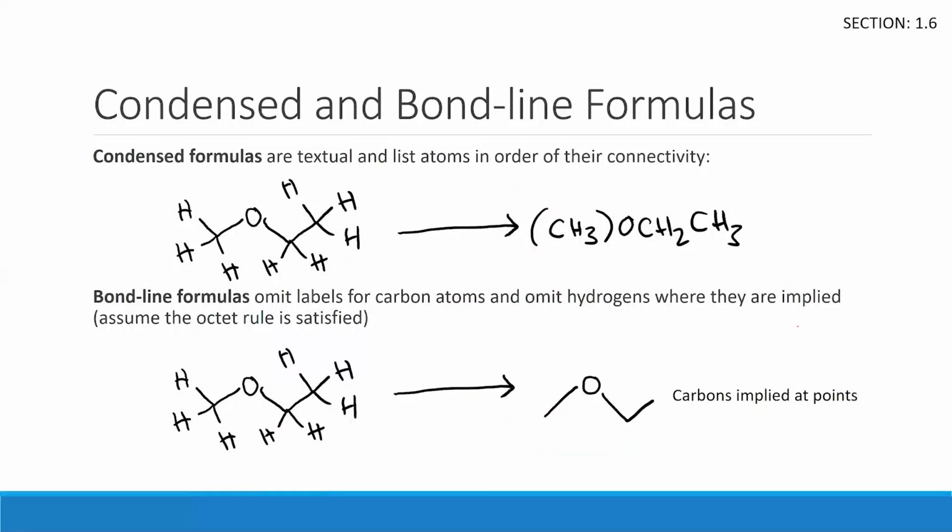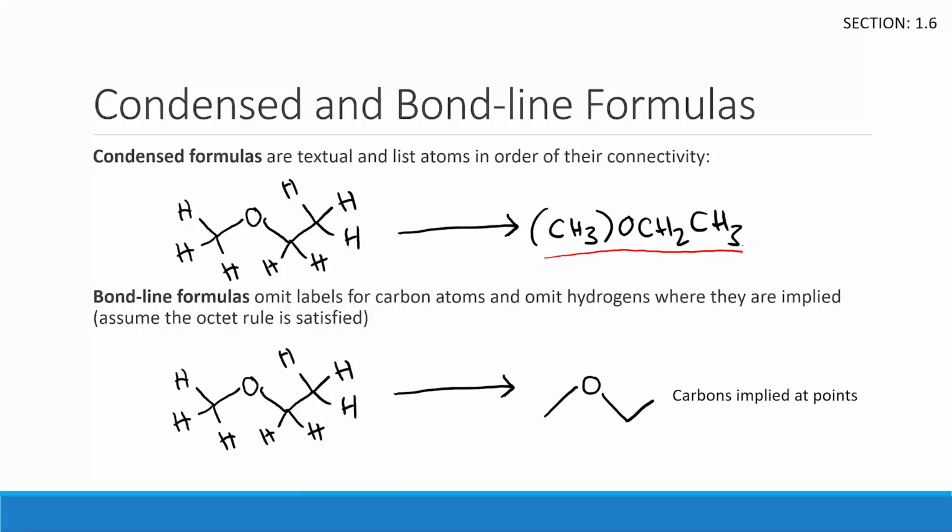Let's talk more about just generally going between the condensed and bond line formula. Remember, condensed formulas are textual and they usually list atoms in their connectivity. That's the one that I've shown here, in which you just have the formula listed out, showing the connectivity of the atoms, but you don't show where they are in space.